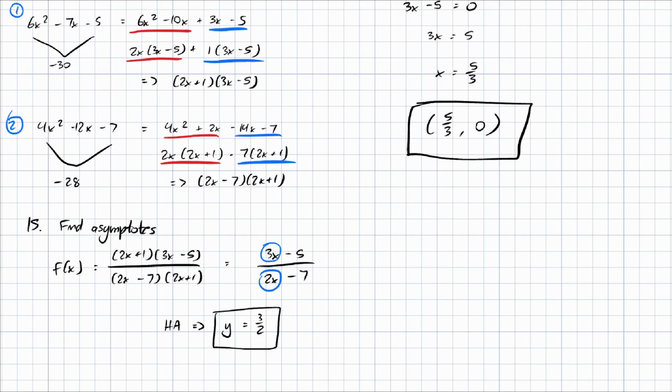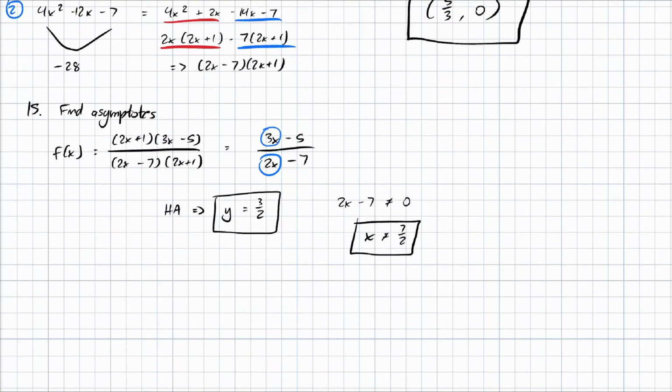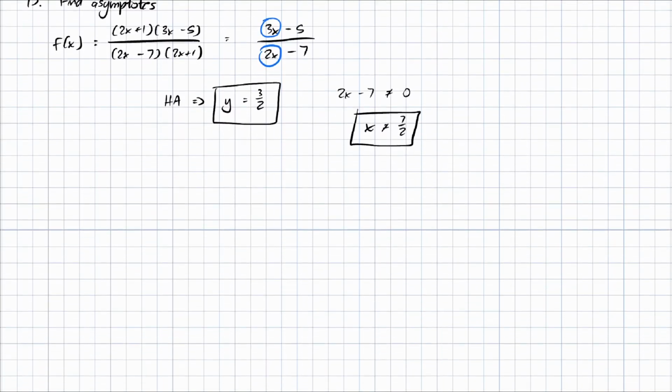And then my restriction is 2x minus 7 cannot be equal to 0, which means x cannot be 7/2. And that is my vertical asymptote. Did I write the question number for this one? Yeah, 15. Yeah, right here. All right, moving on to 16.